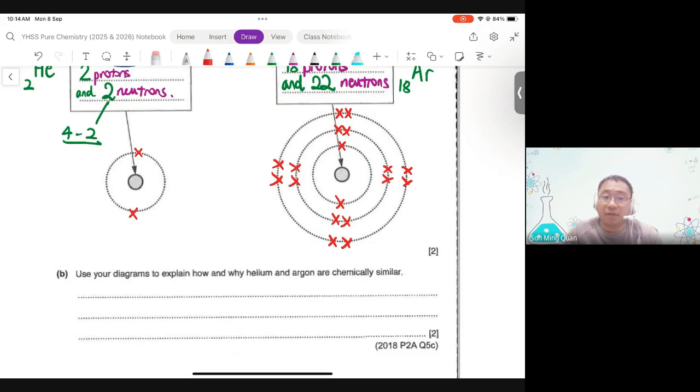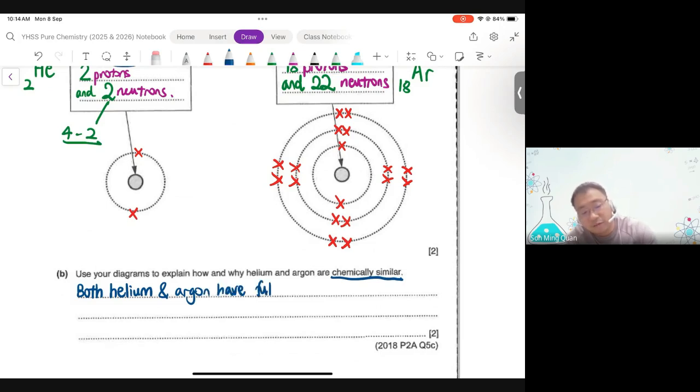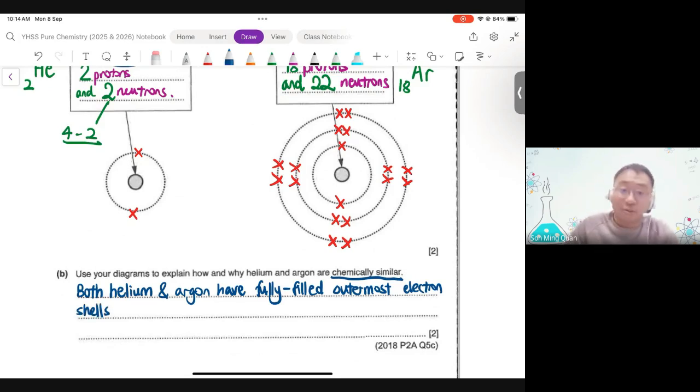Use your diagrams to explain how and why helium are chemically similar. You have already learned this under atomic structure. They are chemically similar in what way? They are chemically similar in the sense that both of them have fully filled outermost electron shells. We have learned this. You have used this so many times.